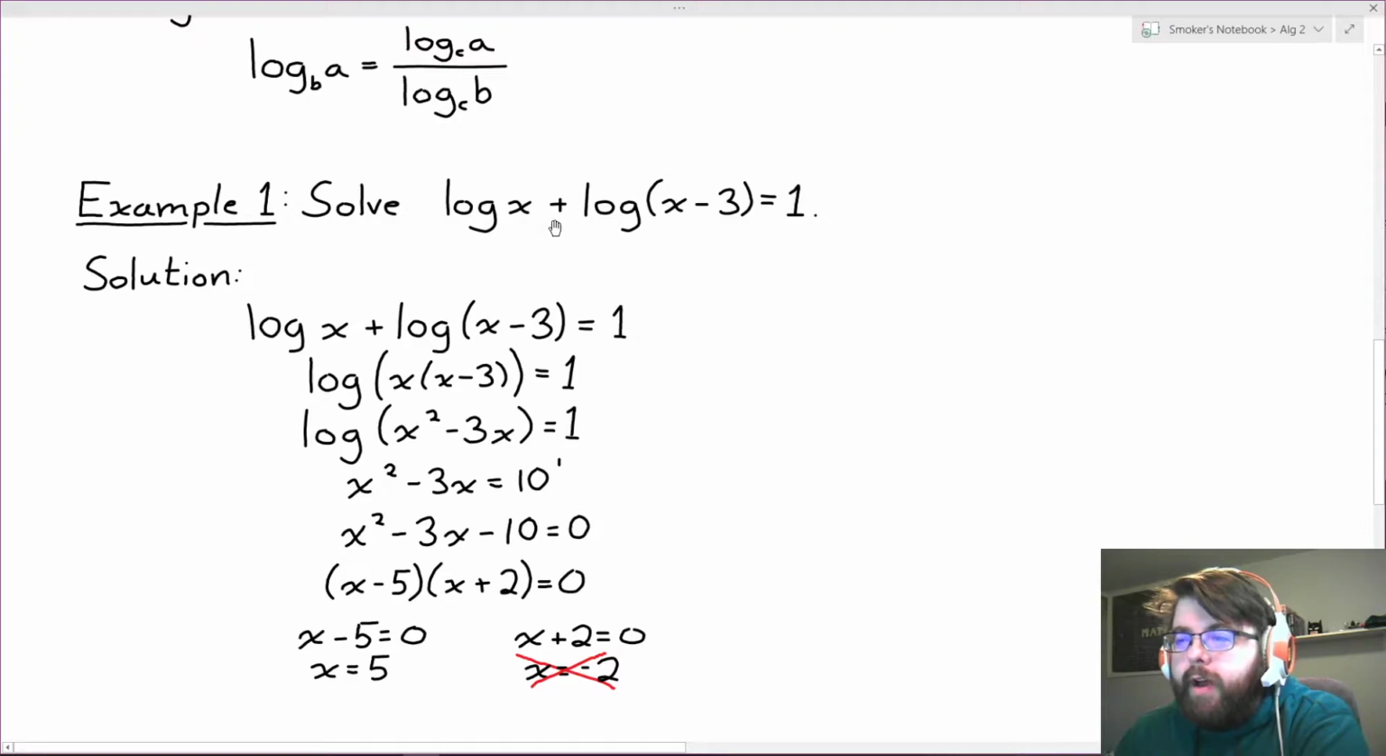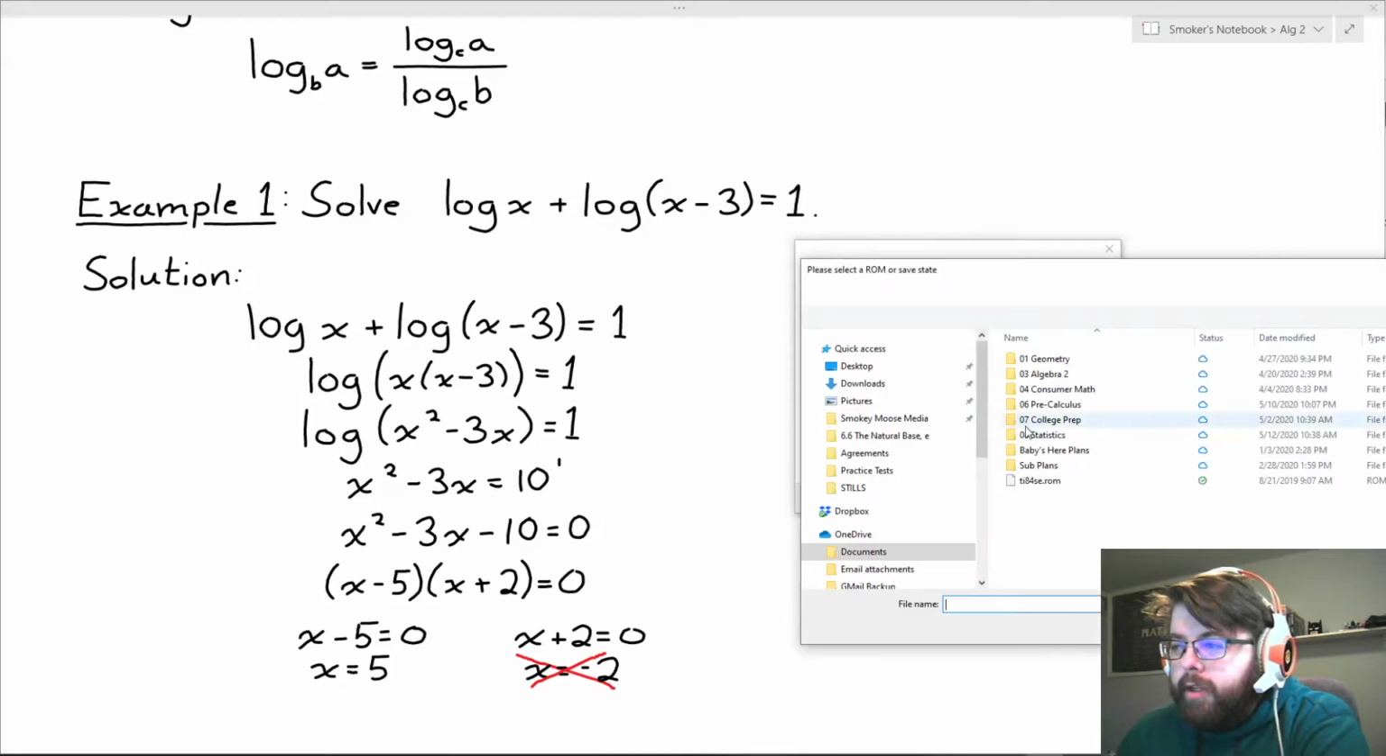So I'm looking at these two answers. I plug in 5 and I have log 5, and then I have log of 5 minus 3. That's 2. That's fine. But if I'm plugging negative 2 in, what I have here is log of negative 2, and I can never have a negative inside of a log. That's why I canceled out negative 2 as a solution. It's not always just because it's negative that we cancel it out. It's because if you plugged it in to the calculator, which I can load up my calculator here.